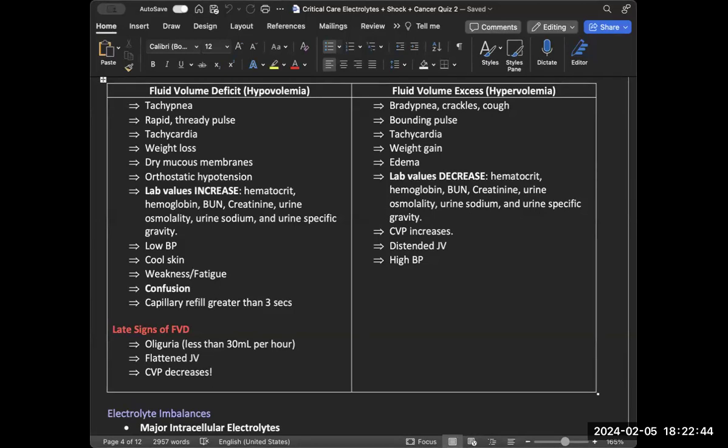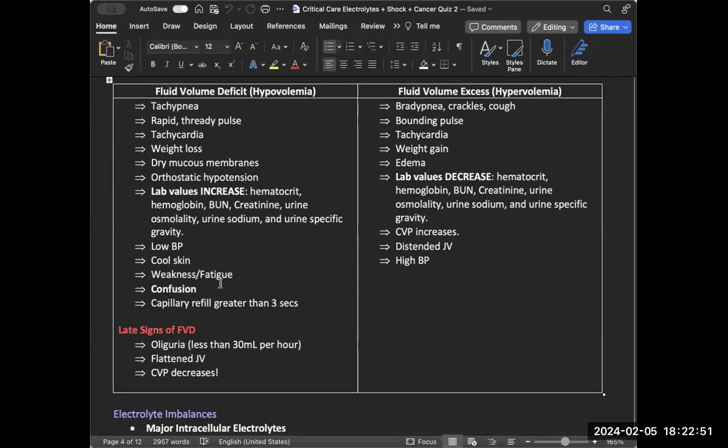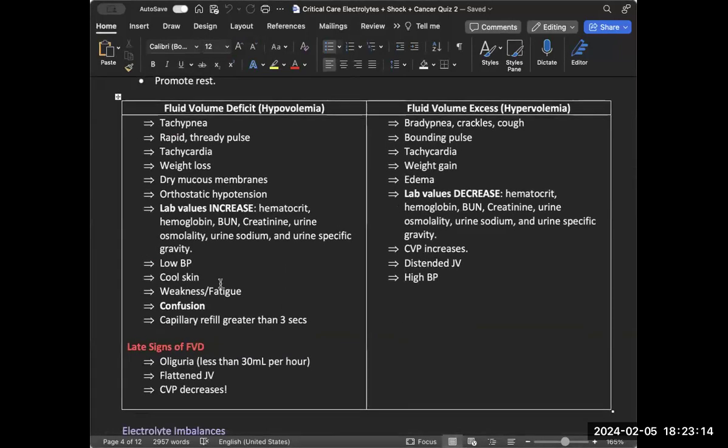So we already said they have low BP, they're going to have cool skin because of that lack of perfusion. They're going to be confused, weak, and their capillary refill will be greater than 3 seconds. Dr. Remy also noted that late signs of fluid volume deficit include oliguria, which is urine output of less than 30 ml per hour, a flattened jugular vein, and that CVP, that 8 to 12 number, is going to decrease. So when I look at this, I'm like, oh my God, that's a lot of symptoms. But if I know fluid volume deficit, I know fluid volume excess because it's the opposite, right?